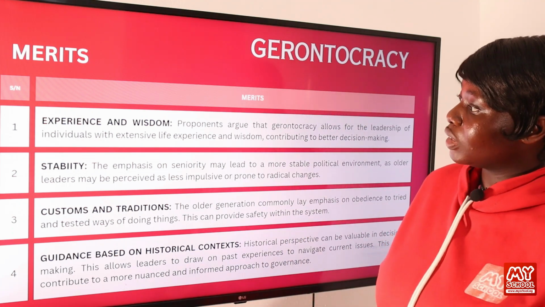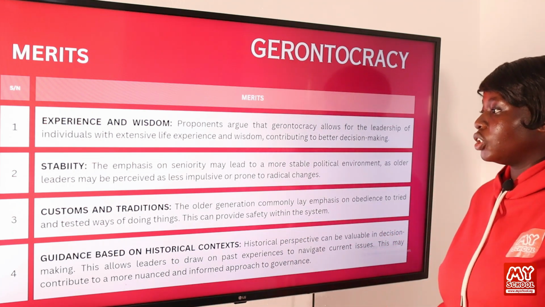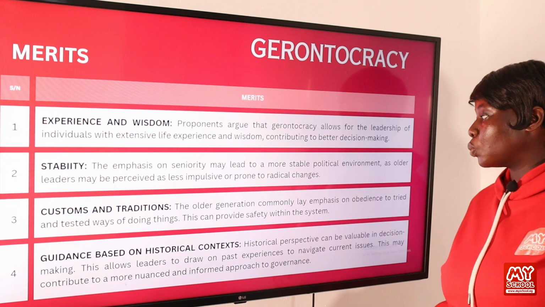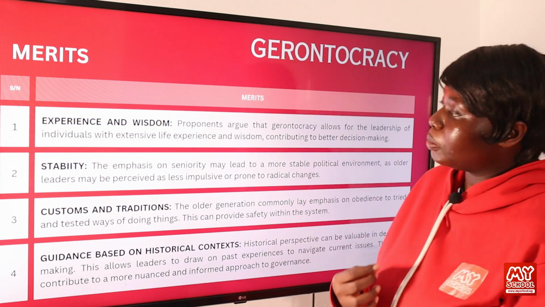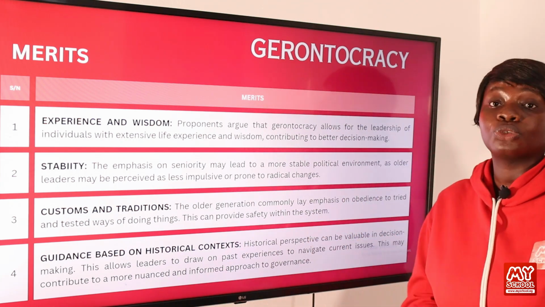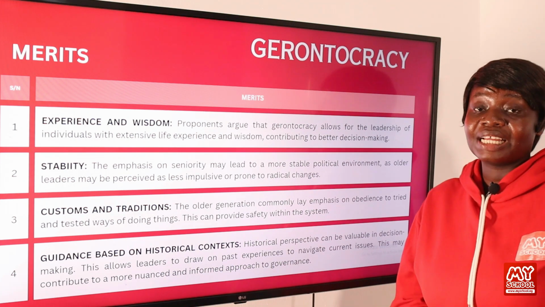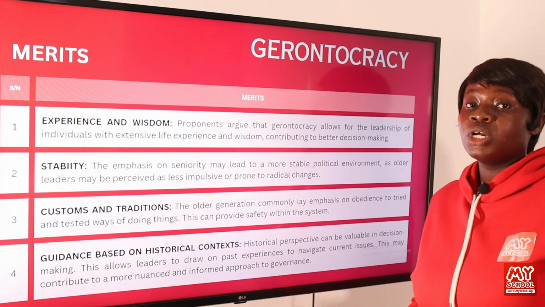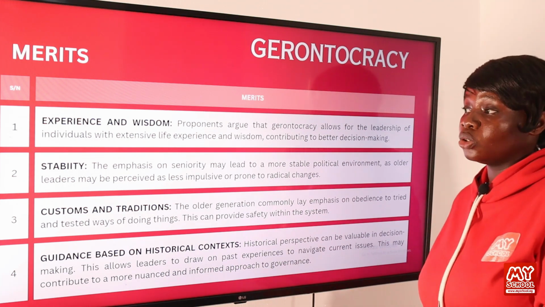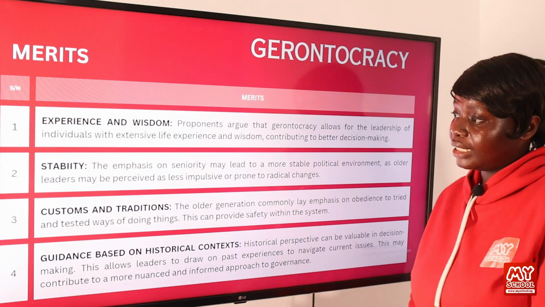Another merit of gerontocracy is stability. The emphasis on seniority may lead to a more stable political environment, as leaders may be perceived as less impulsive or prone to radical changes. Remember, I said earlier that they are more conservative in nature. They like to stick to customs and traditions, and with that, there is stability in the society.